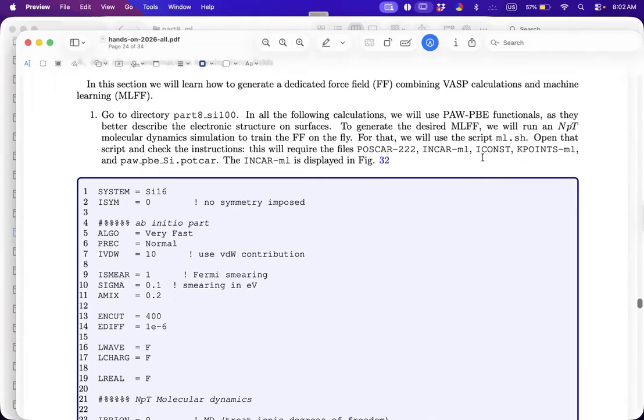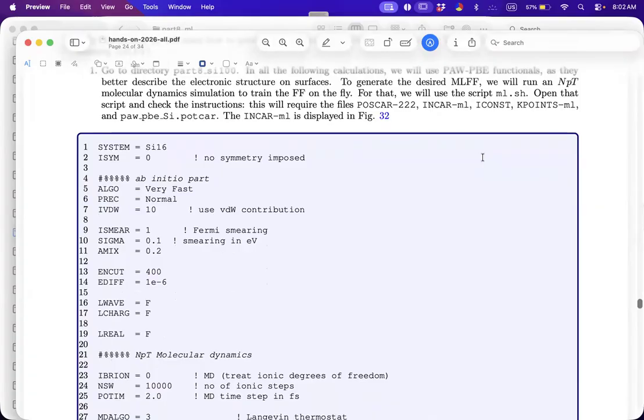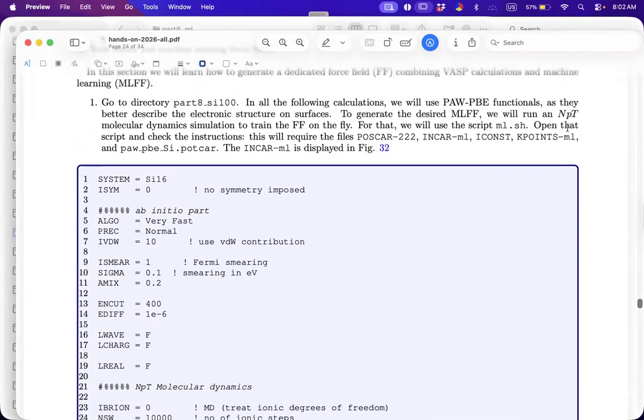So as I mentioned, to generate the force field based on machine learning, we're going to run NPT molecular dynamics. So NPT means that we keep a certain temperature, and we allow the system to change the shape of the cell, right? So that is the thing, okay?